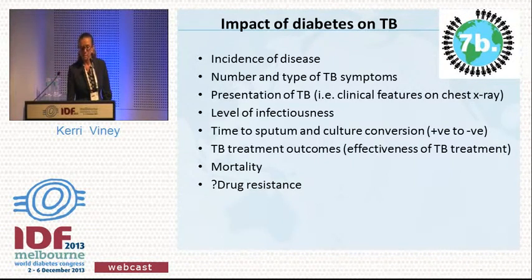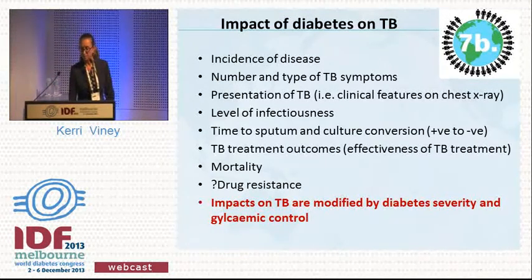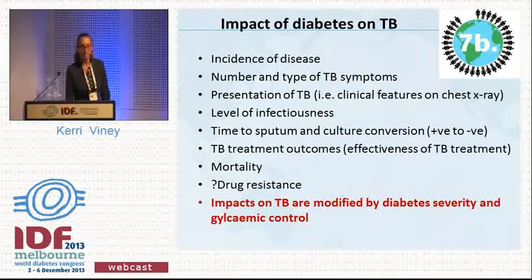As Anil described, the TB treatment outcomes are different in TB patients with diabetes and TB patients without diabetes, and certainly there's a marked effect on mortality. There is some evidence about drug-resistant TB being more likely in TB patients with diabetes, although there's conflicting evidence on that at the moment. And a lot of these effects, I think Anil hinted at this, but a lot of these effects on TB are modified by the severity of diabetes and certainly glycemic control.